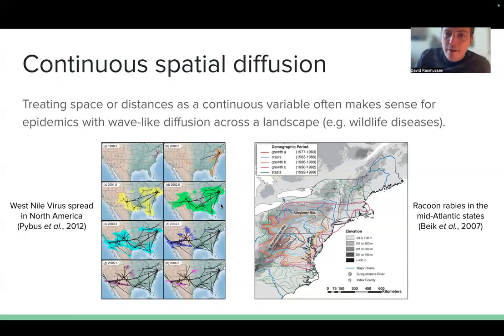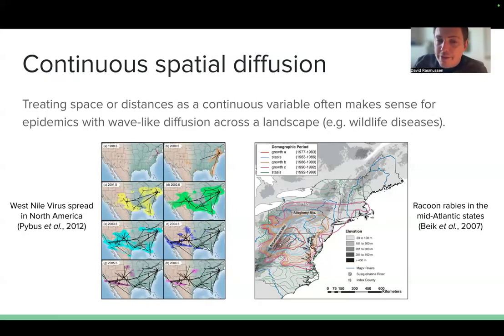And so birds can obviously move pretty rapidly, but birds can't get on a cross-continental flight and fly from New York to LA. They much more slowly migrate across the landscape. So in this case, the movement of the virus across the landscape is much better captured by sort of a continuous diffusion process across the landscape.